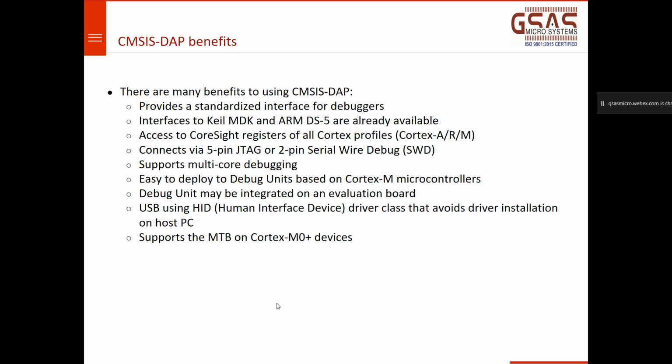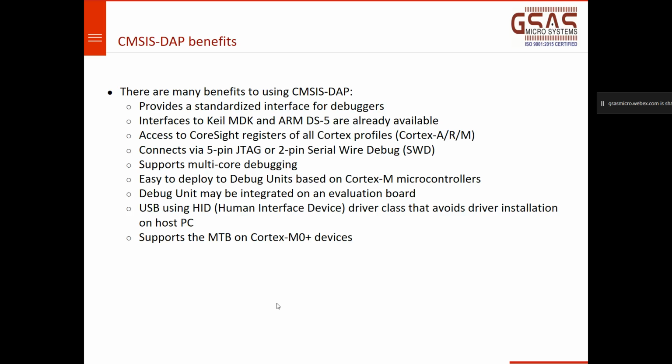So this debug unit or this CMSIS-DAP firmware has to be there on the hardware board. As I told, it detects as a human interface device, HID, USB class, because you're accessing the board from the USB. So the board has to be detected. USB detects it as a HID, human interface device, where no drivers have to be installed. And using CMSIS-DAP, you can also access the MTB.